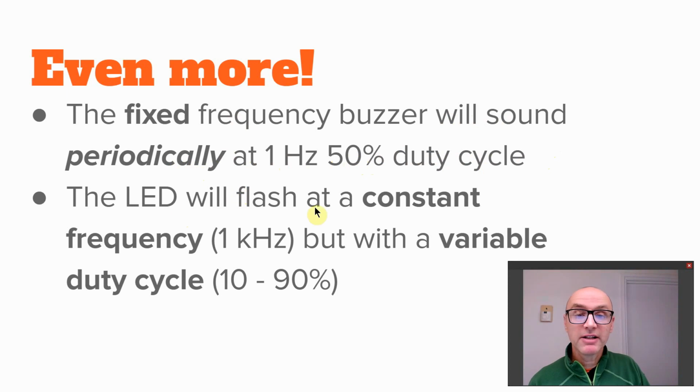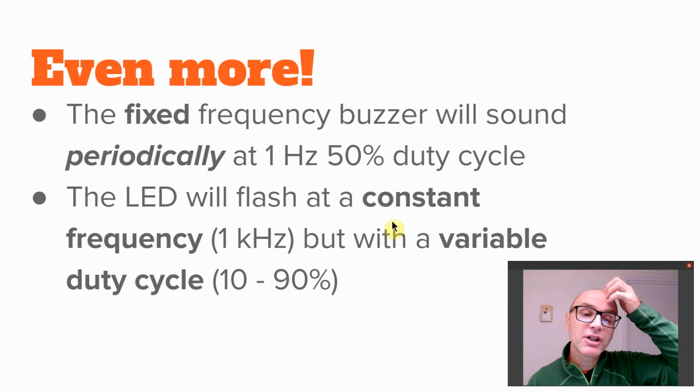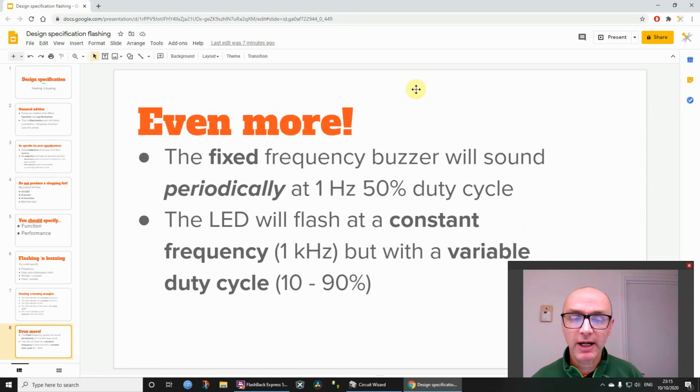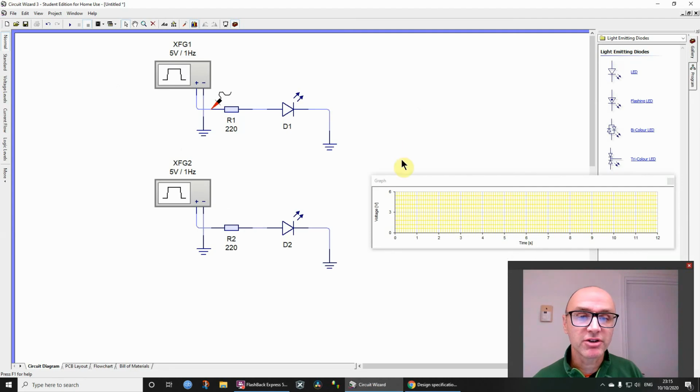You could say an LED will flash at a constant frequency, but with a variable duty cycle. So then the frequency of 1 kilohertz never changes, but the amount of on time is variable between 10% of the time and 90% of the time. Okay, so they're all perfectly valid. Okay, let's just quickly look in Circuit Wizard just in case you're not sure about some of the stuff.